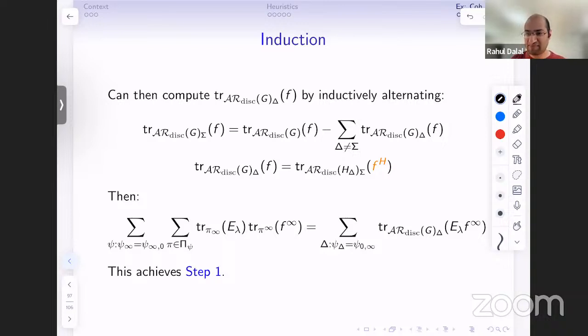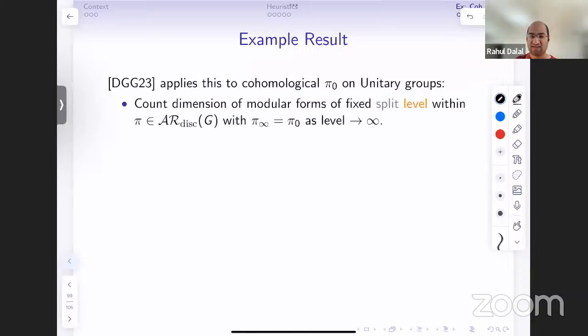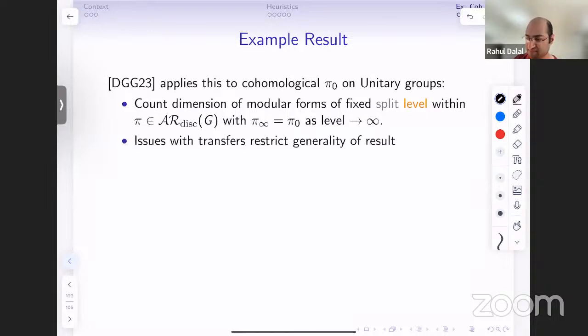So I'll take a minute for the last slide, talking about when this is actually realized. In joint work with Matilde Gerbelli-Gauthier, we applied this to cohomological representations on unitary groups. We were counting the dimension of spaces of modular forms of a fixed split level within the automorphic representations with a pi infinity that equals a fixed cohomological representation, and we're taking this level going to infinity.